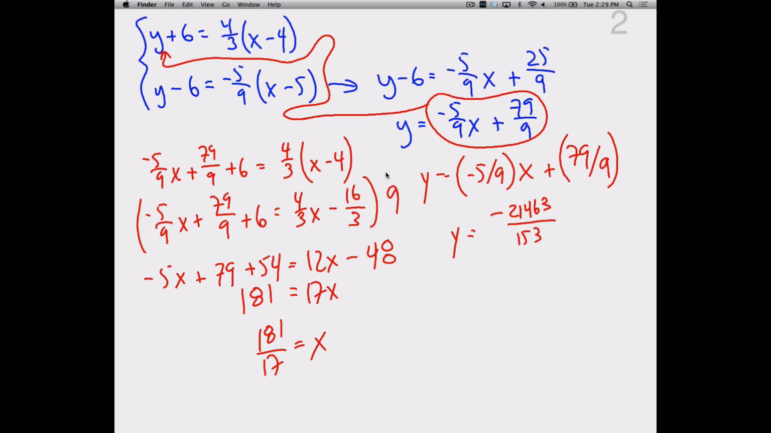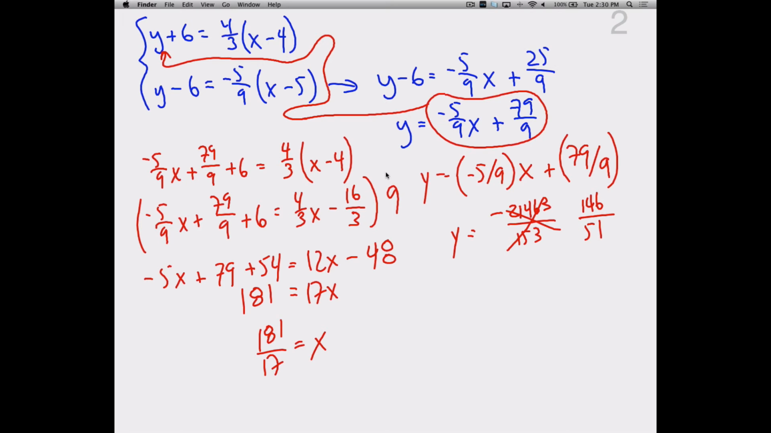I got 146 over 51 as the fraction. Everyone got that. That's the money number right there. 2.862745, blah, blah, blah. Math, enter, enter. 146 over 51. How did I screw that up? Is it positive or negative? Positive. 146 over 51. Yep.